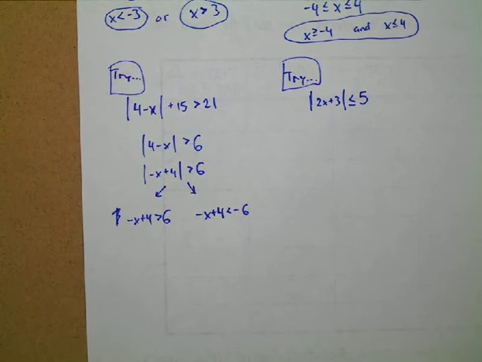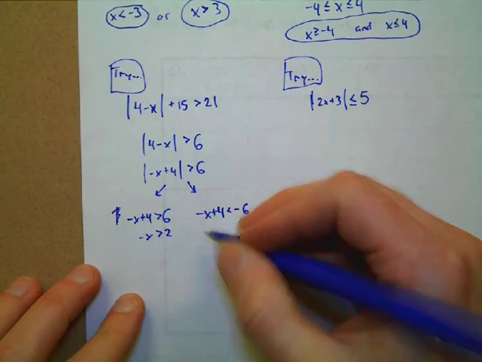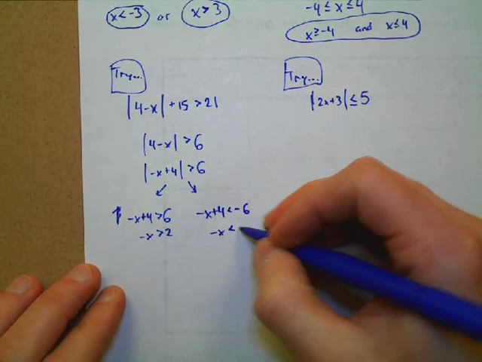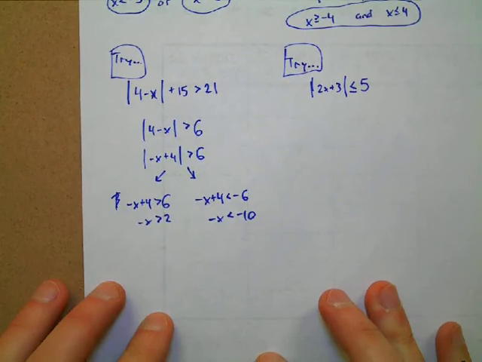Okay? Subtract 4 from the side. And exactly right. Then we'll subtract 4, so you get negative x is greater than 2, and here negative x is less than negative 10. And then divide everything by negative 1, right?